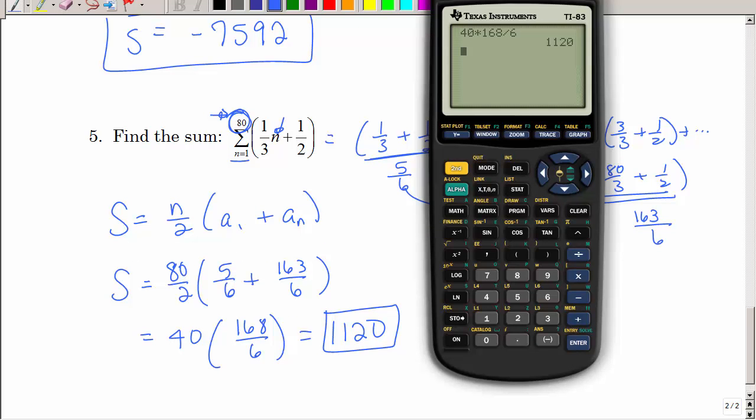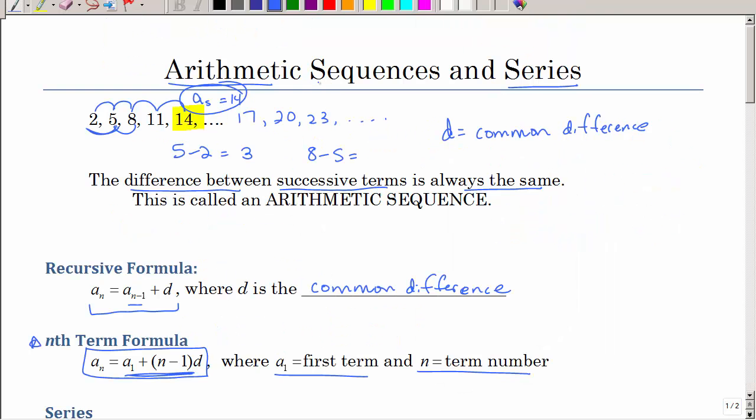So yes, you'll need a calculator. It is quite helpful. An arithmetic sequence is a list where you have a common difference that stays the same. The series is just the sum of that sequence.